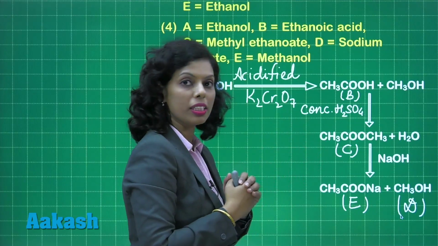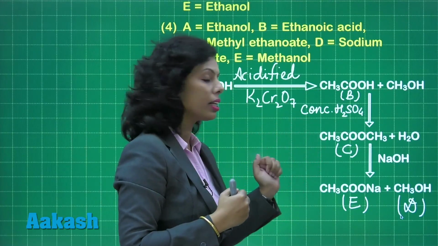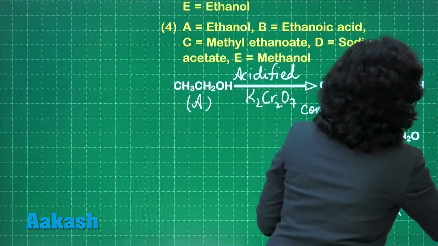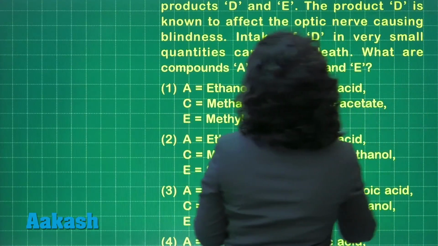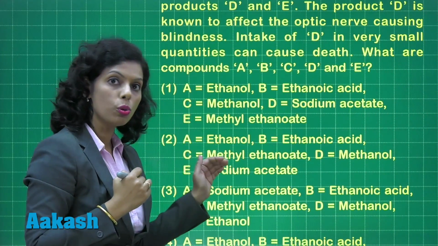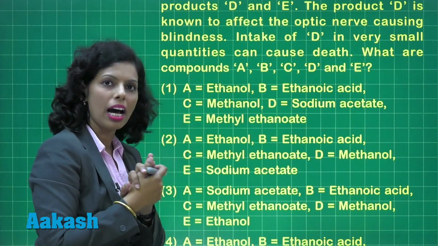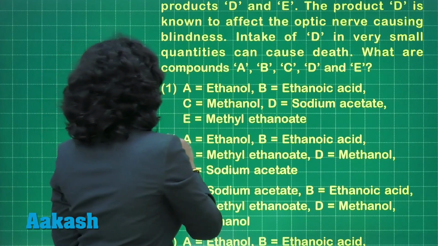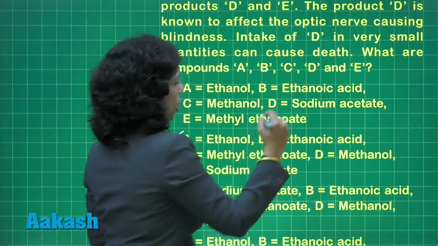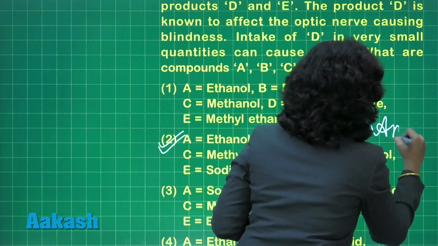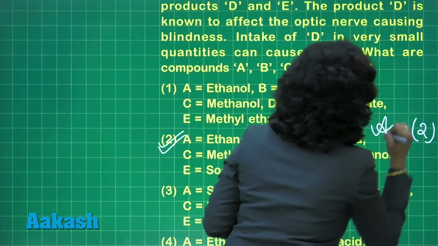So on the basis of this, we have considered these products, and let's check where these products are present in the given options. We have option 2, in which all these compounds are given in this format. So option 2 is correct. Let's mark here option 2 as the correct answer.